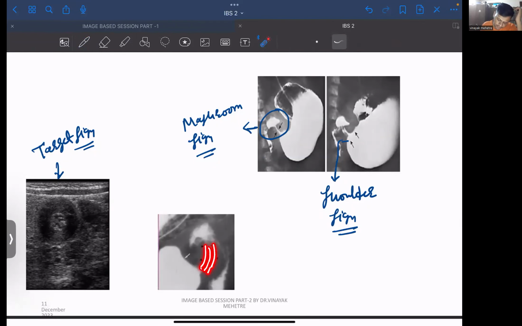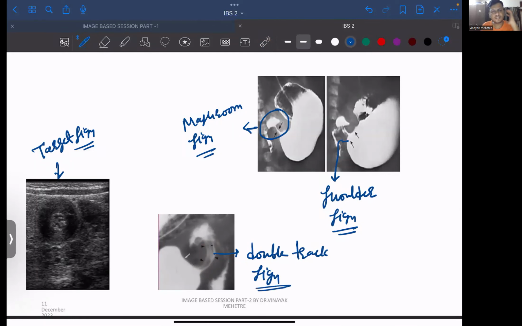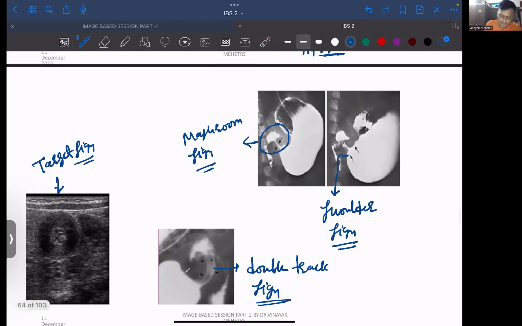Okay, it looks like there are two tracks. एक दो, right? Two tracks. It is called as double track sign. Okay, these all things are seen in which disease? Anyone? Congenital hypertrophic pyloric stenosis. Congenital hypertrophic pyloric stenosis. Examiner's favorite topic.